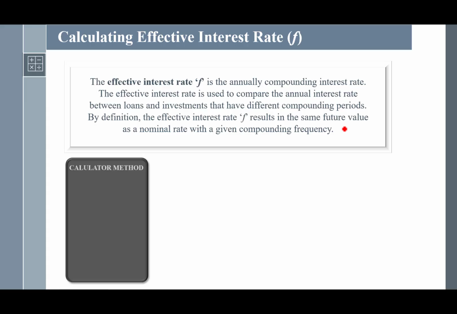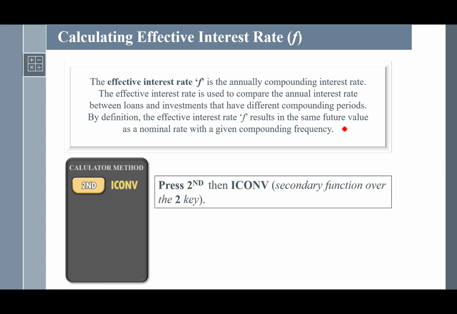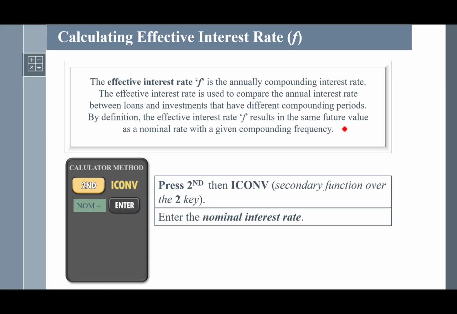In the calculator, as I said, it's slightly different than what we did in the other videos, finding the future value, present value, and so on. Here we need the effective interest rate worksheet. To do that, we press second, then the ICONV button, which is above the 2 key. Once you do that, it will ask you for the nominal. So you type in the nominal interest rate and press enter.